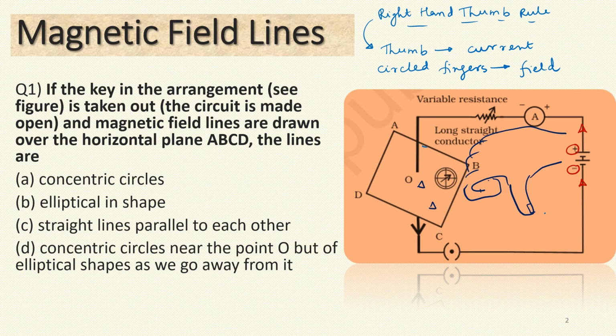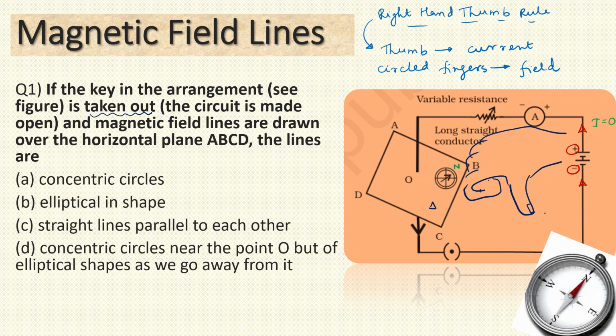So the question says that if the key in the arrangement is taken out, that means the circuit is open. So how much current will be flowing through the circuit? Current becomes 0. And the magnetic field lines are drawn over the horizontal plane ABCD. Now, how do you draw the magnetic field lines? You are going to draw them using the compass. Since there is no magnetic field because no current is flowing through the conductor, the compass will interact with the magnetic field of the earth. It is going to show only one direction, that is the north direction.